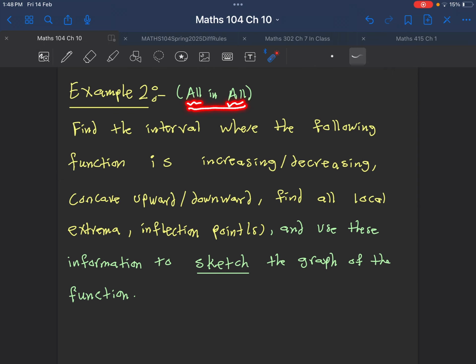Welcome student to example number 2, which is an example of the type all in all. In this example, we will recap and we will redo everything we did before. What do I mean by that?